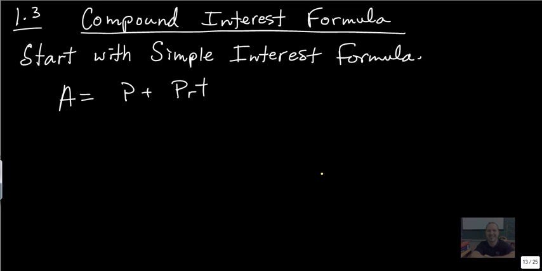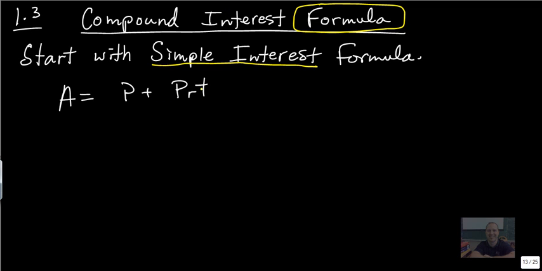So section 1.3 is called compound interest, and it talks about future value in the textbook. Really, it's the formula. We're going to be looking at the formula, and I'm just going to spend the first little bit of the lesson developing this compound interest formula. And what we do is we start with the simple interest formula. Okay, so from section 1.1 and 1.2, where we talked about that formula, we're going to start with that.